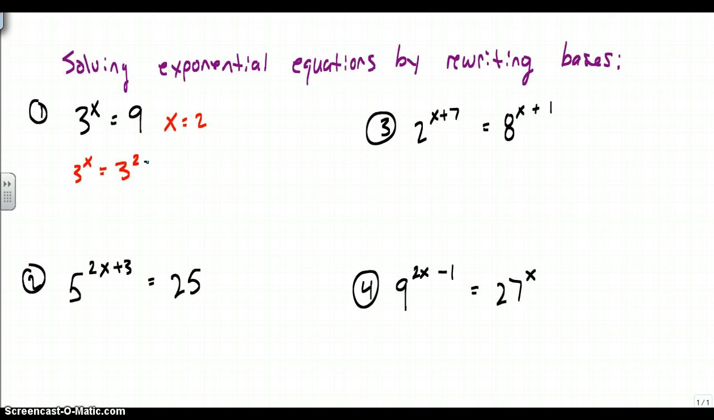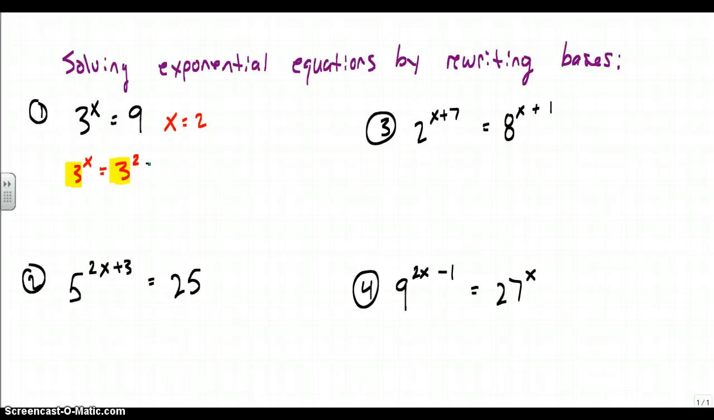3 squared. And there's a property called the equality of exponents. This means that if these two bases are the same, then the exponents have to be equal, which makes sense, because if I say 3 to what power equals 3 to the second power, well, it's kind of obvious the only answer is 2. 3 squared is the only thing that's going to equal 3 squared. So when the bases are the same, the exponents are equal. That's the whole principle behind this. We're trying to get the bases the same, because when the bases are the same, the exponents are equal.